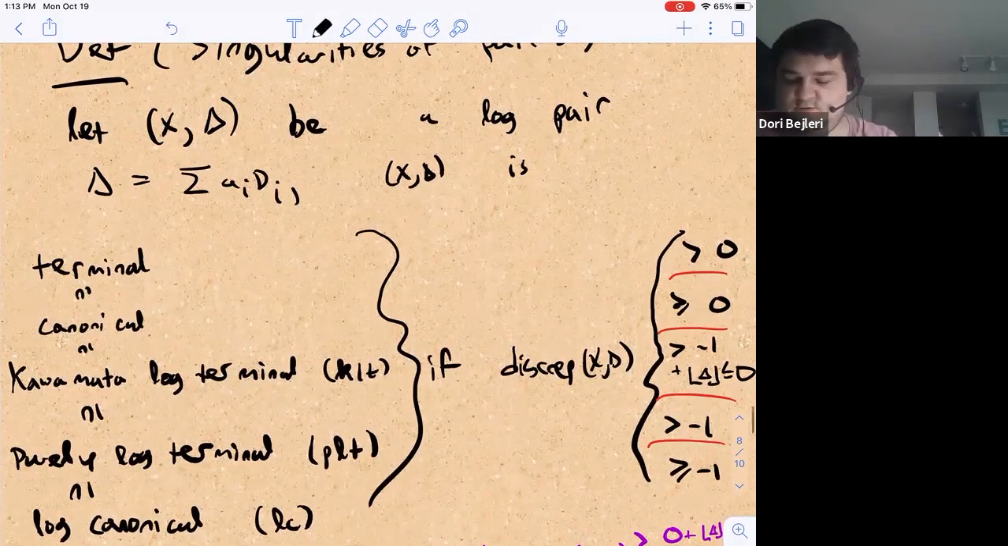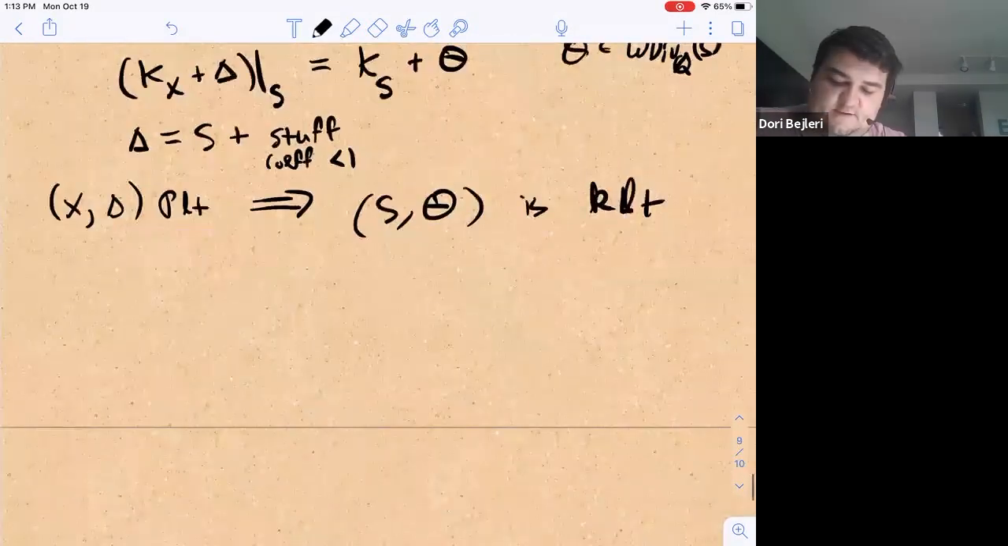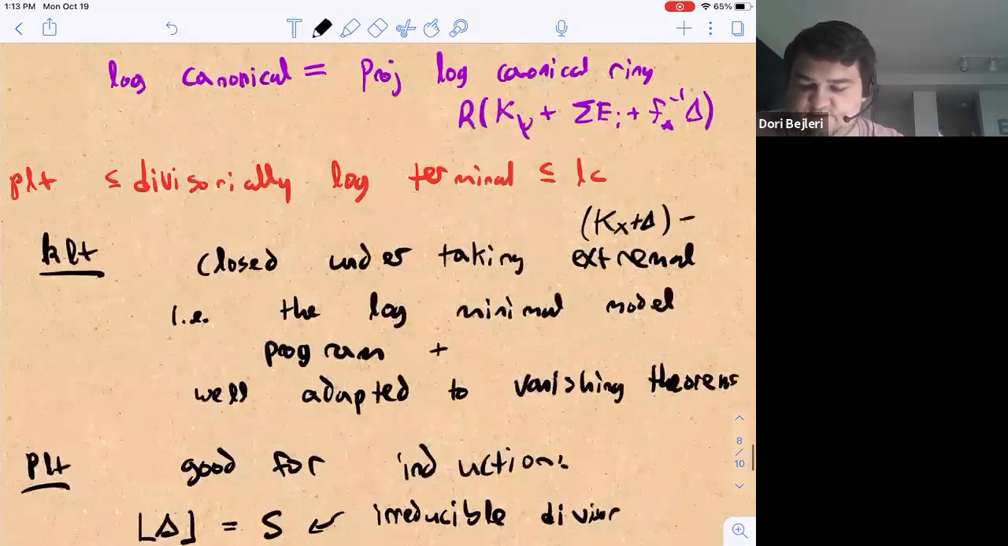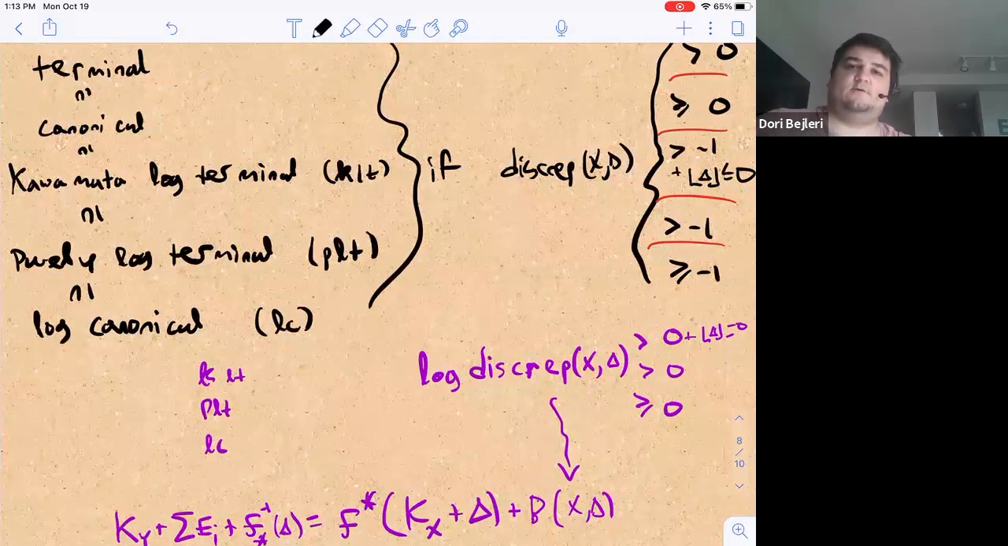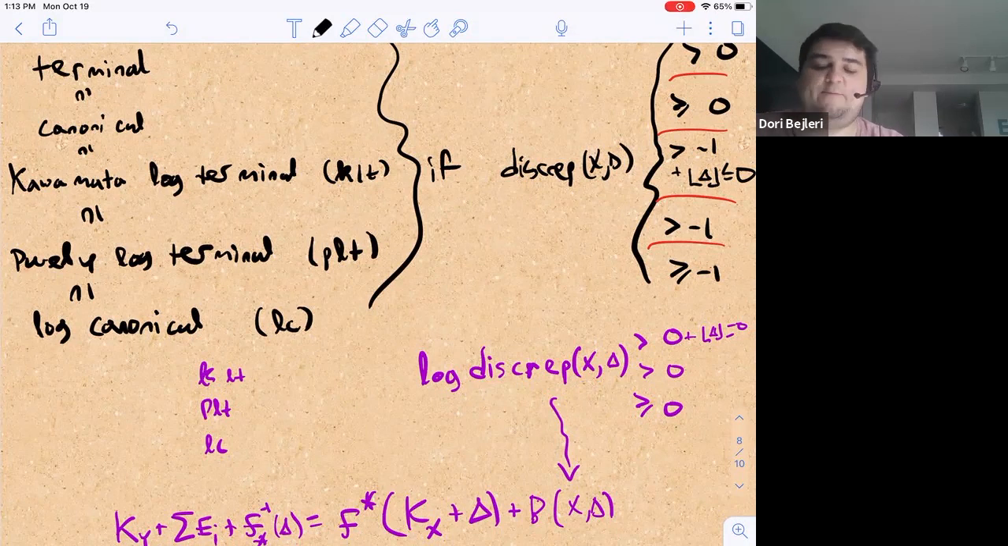In the last 2 or 3 minutes, let me just give the definition of DLT. I guess I should have remarked, the other thing I wanted to remark is why don't we just work with log canonical pairs all the time? And the issue is that the gap from log terminal to log canonical is huge. The log canonical pairs are much more singular.